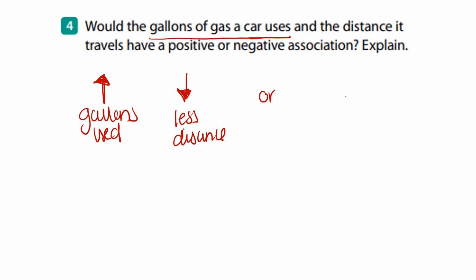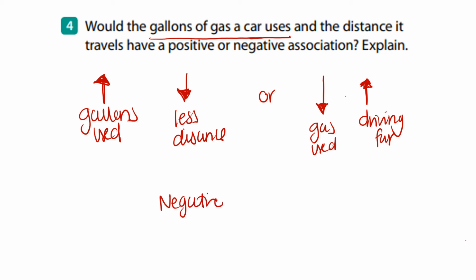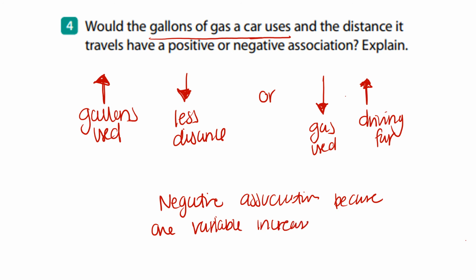Or if you want to think about it in this way, if you're using gas, that means your gas tank is going down, and that means that we're driving long distances. If we're using gas, it means that we're driving farther. Either way, one is increasing, one is decreasing, meaning that is a negative association. Negative association is when one variable increases and the other decreases.